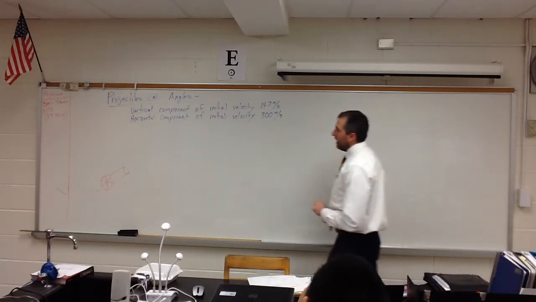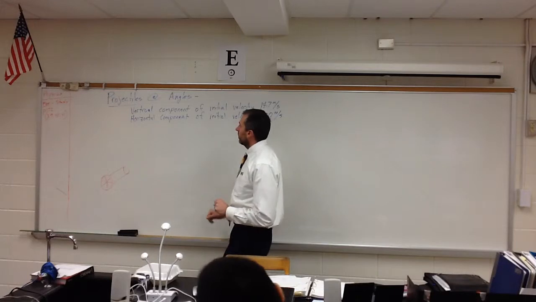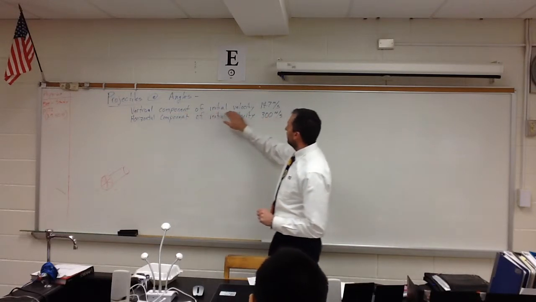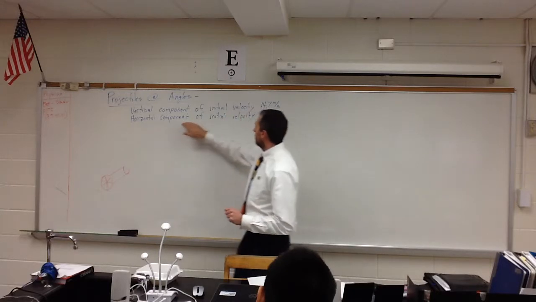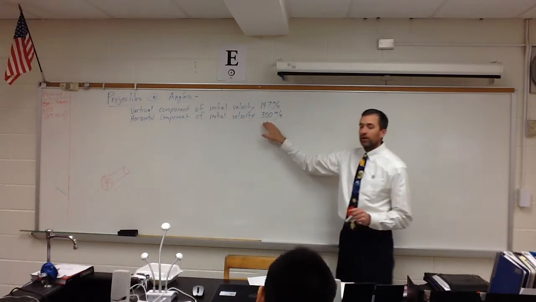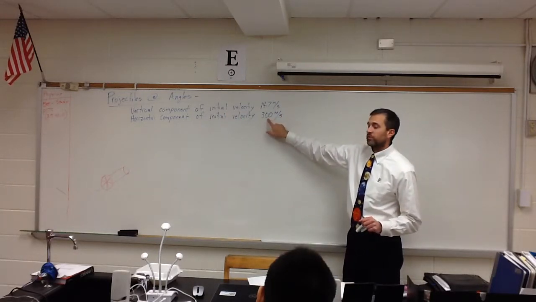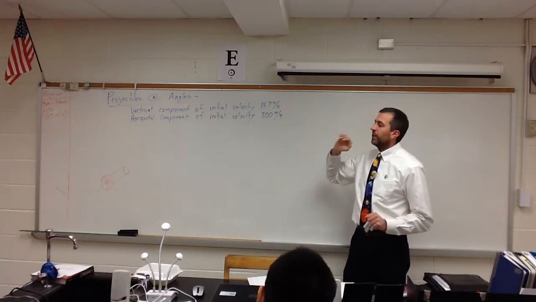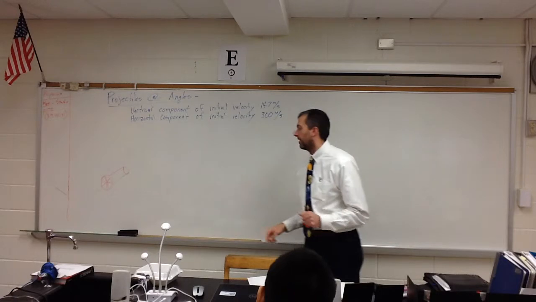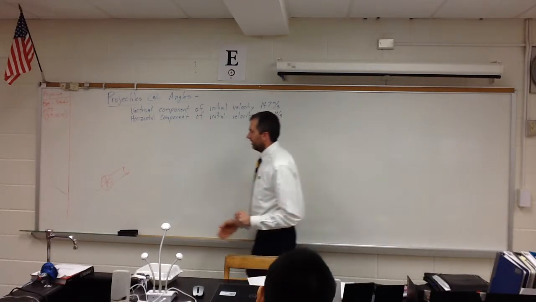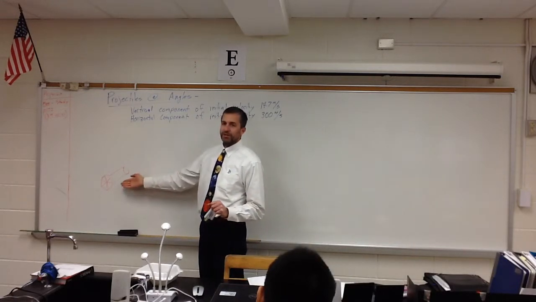So I have a situation here where the vertical component of an initial velocity is 14.7. The horizontal component of an initial velocity is 300. So you can see that this is a very large number. This projectile is mostly being pushed forward, but it is being pushed up a little bit. And maybe, for example, it might be this cannon picture.